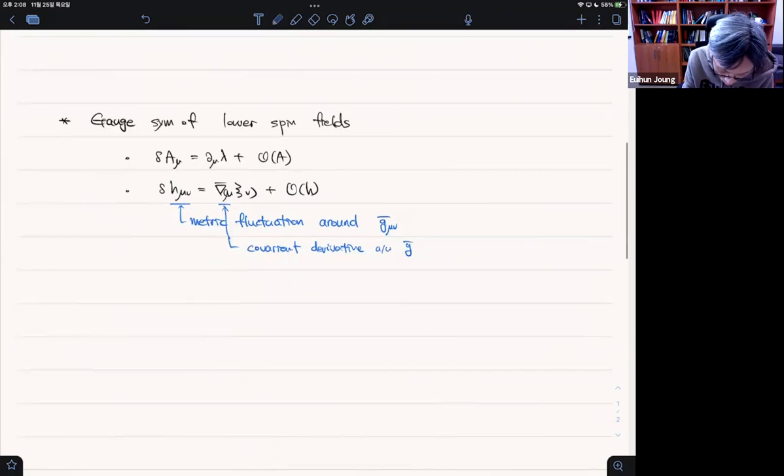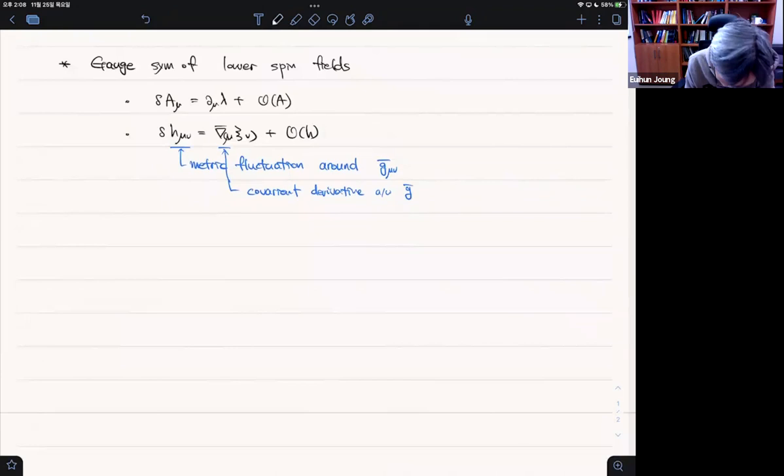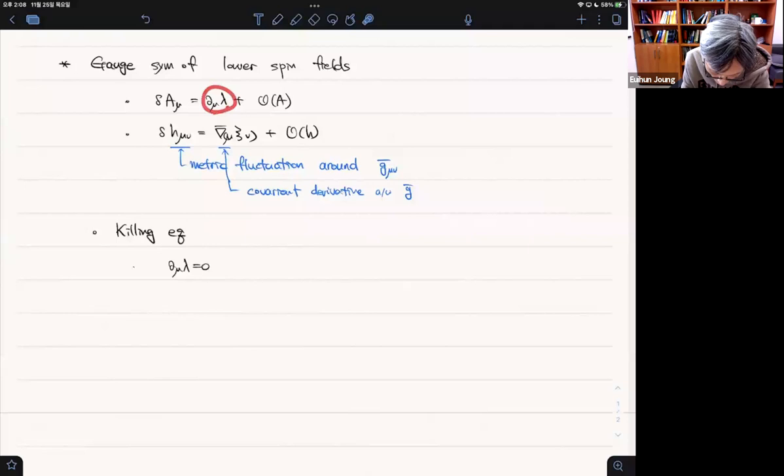Of course there are many stories related to this gauge symmetry, but among others, we know the Killing equations, which we don't really consider in the case of spin one as it's trivial, but we can still consider here. So what is the Killing equation? We put in the background value, which means A equals zero and h equals zero. This term drops, and then we impose that this part is zero. This tells us what the global symmetry is, which can be obtained from these expressions. So this is constant.